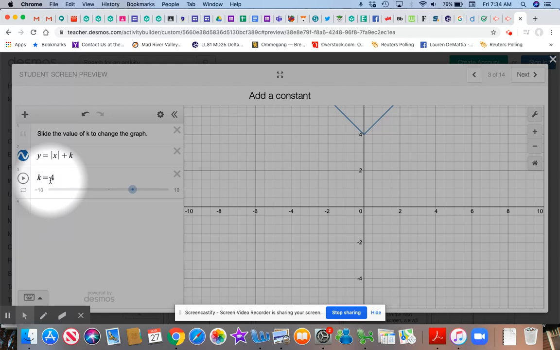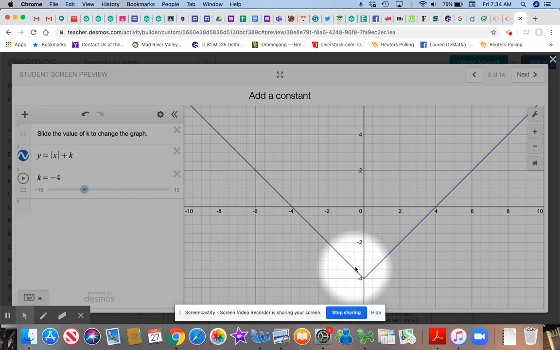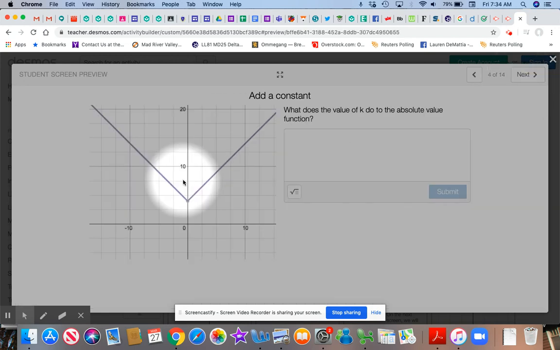So that's what this means, right? The k, this number that we're adding or subtracting, tells you whether the graph goes up or down from the parent function. Let's say we go to -4, and it goes down from the parent function 4. So if it's positive, outside the absolute value, it goes up, and if it's negative, it goes down. That's one of the most important concepts to understand when graphing absolute value. Let's go next. All right.